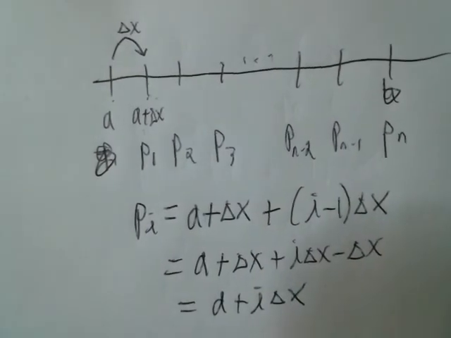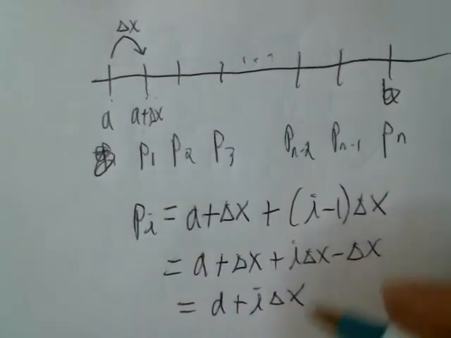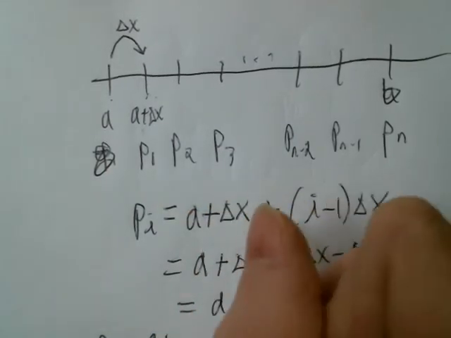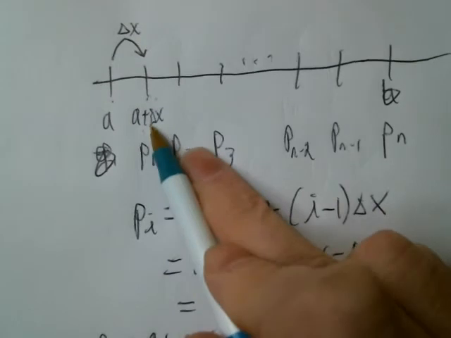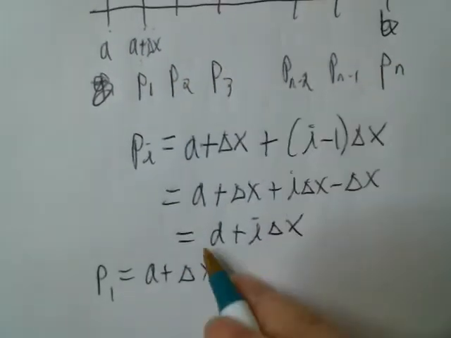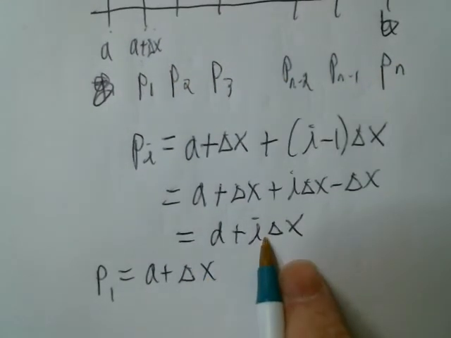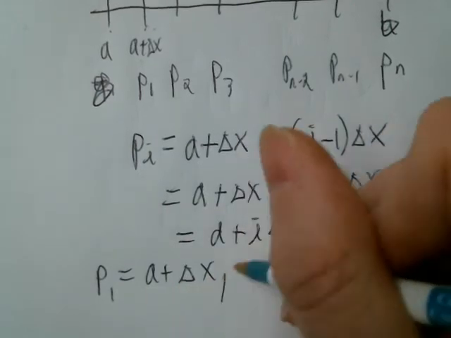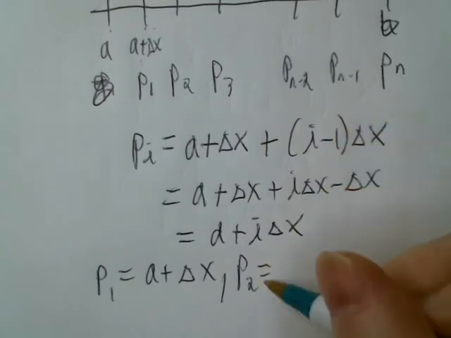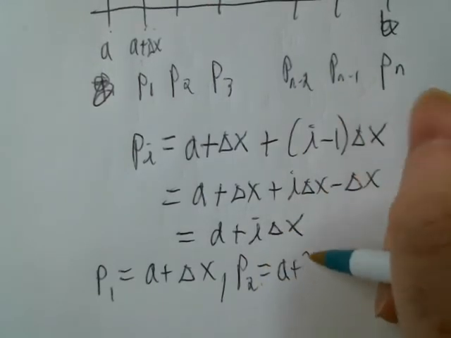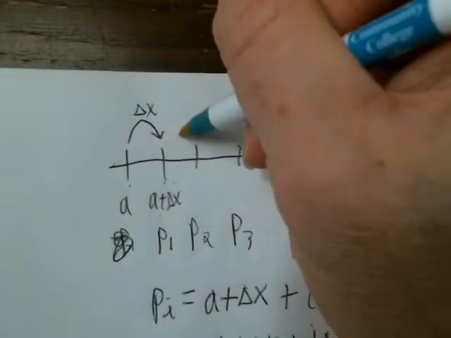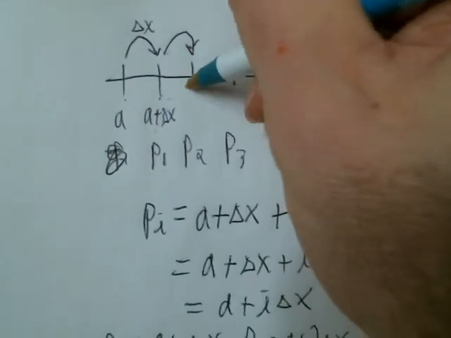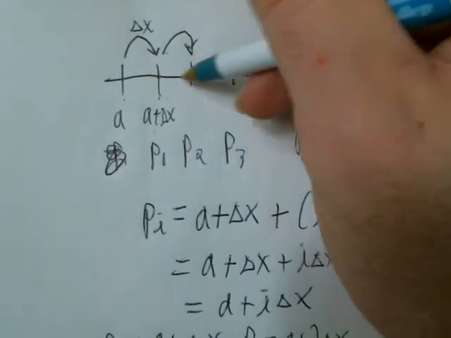And we can check to make sure that works in the picture. So p sub 1 is a plus 1 times change in x, which is where we want it. If i is equal to 1, it'll be 1 times change in x, so it'll be a plus change in x. And if i is equal to 2, it'll be a plus 2 change in x's, which will be right here. So that will be p sub 2, and we're getting the right endpoints of all of our intervals.